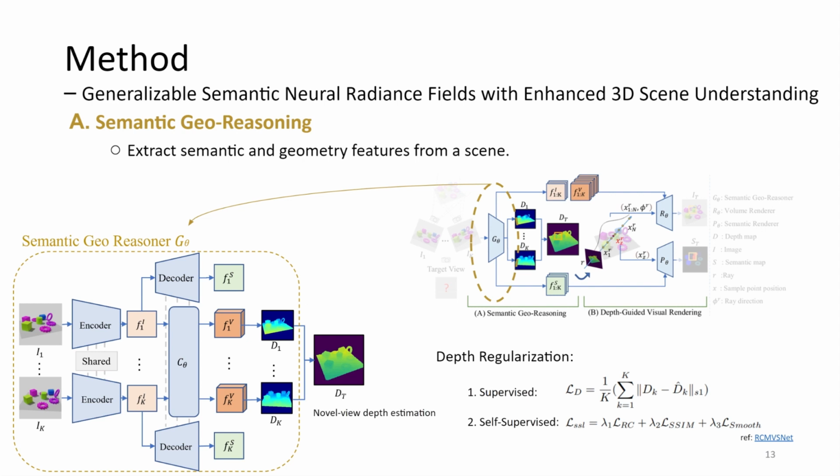The depth maps for each input image are then used to estimate the depth map for the target or novel view, DT, by projecting each depth prediction back into 3D space and reprojecting them onto the target image plane. We obtain valuable geometry cues for rendering.